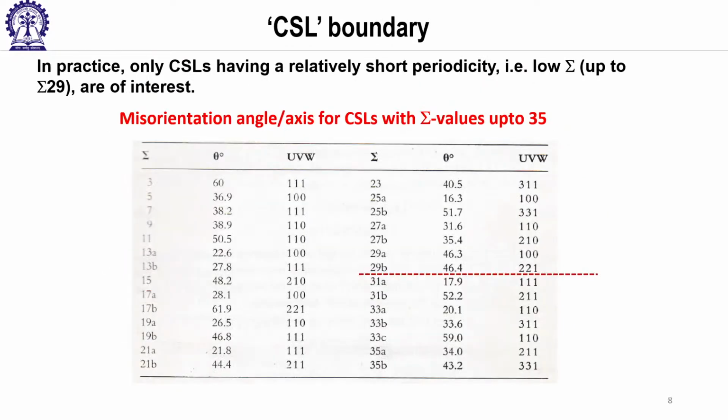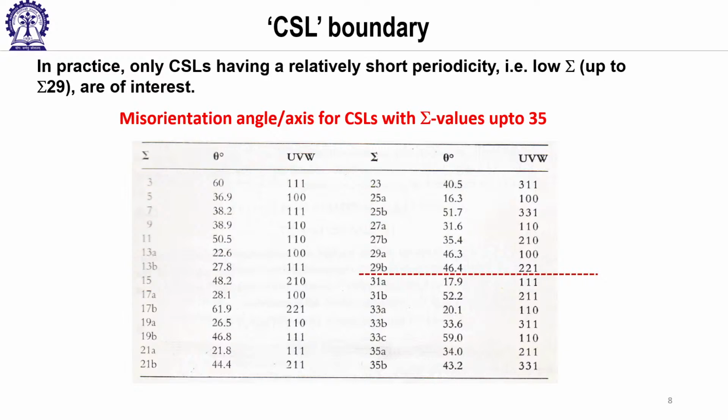So now hopefully it is very clear to all of you that one crystal has to be oriented at a certain angle and axis, then only you will get this coincidence, right? These are the angle and axis combinations that are available in any classical textbook. So 3, 5, 7. One important thing you are seeing is that your CSL boundaries are always odd, right?